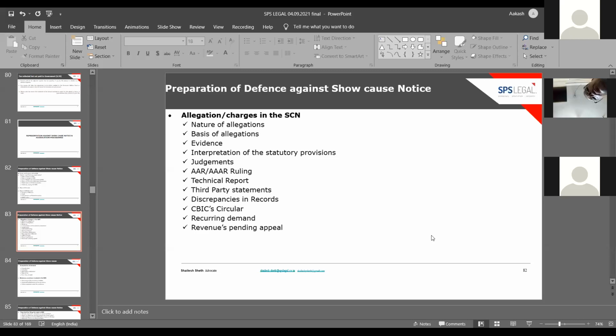If any judgments are quoted, then make a note of those judgments. Try to see whether there are contrary judgments or not, and whether the judgments on which the revenue is relying have been challenged or not. Revenue may have raised the demand on the basis of a judgment in favor of the party, only on the ground that it has been challenged before the higher authority.